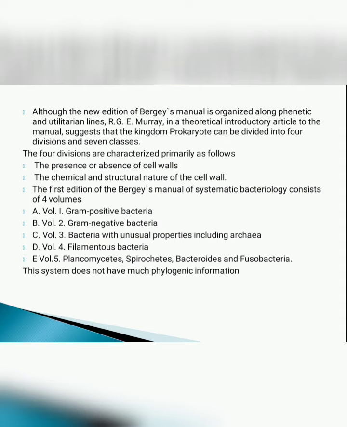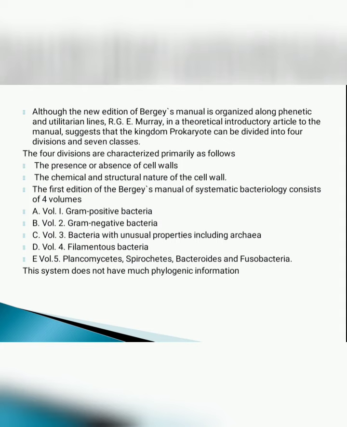The first edition of Bergey's manual of systematic bacteriology consists of volumes. Volume 1 includes Gram-positive bacteria, Volume 2 Gram-negative bacteria, Volume 3 bacteria with unusual properties including archaea, Volume 4 filamentous bacteria, and Volume 5 planctomycetes, spirochetes, bacteroides, fusobacteria. The system does not have much phylogenetic information.